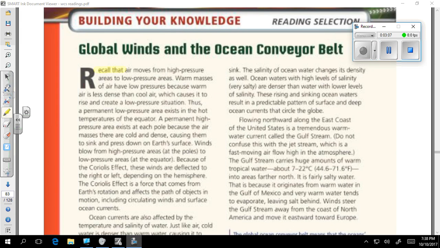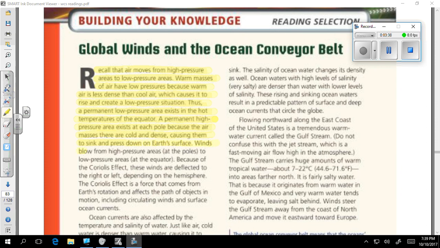Recall that air moves from high pressure areas to low pressure areas. Warm masses of air have low pressure because warm air is less dense than cool air, which causes it to rise and create a low pressure situation. Thus, a permanent low pressure area exists in the hot temperatures of the equator. A permanent high pressure area exists at each pole because the air masses there are cold and dense, causing them to sink and press down on Earth's surface.